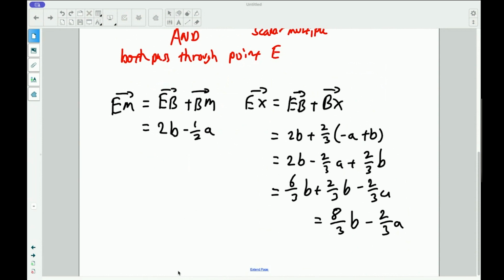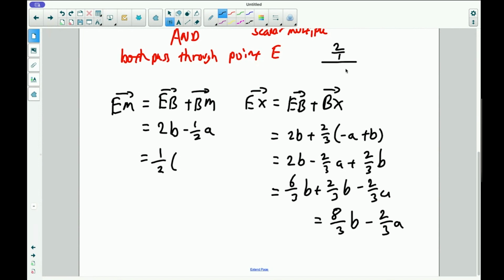So let's figure out what we could factor out. Typically we want to try to get rid of any fractions, and in order to do that, we're going to factor them out. Okay, so let's look at E to M first. So E to M, we're going to go ahead and factor out a 1/2. So 1/2 comes out, and 1/2 times something has to give me 2b. We can think of this as 2 divided by a half. 2 over 1 divided by 1/2 is the same thing as 2 over 1 times the reciprocal of 1/2, which is just 4. So that gives me 4b minus a. So I have 4b minus a here.